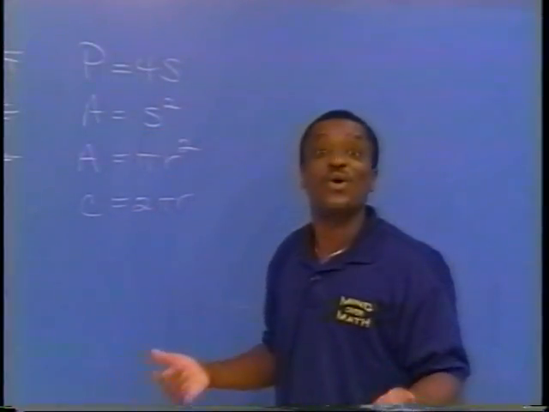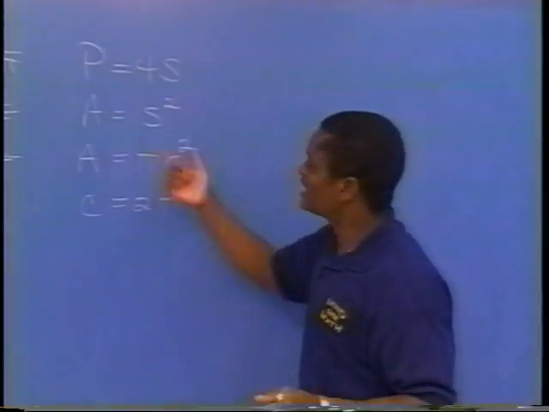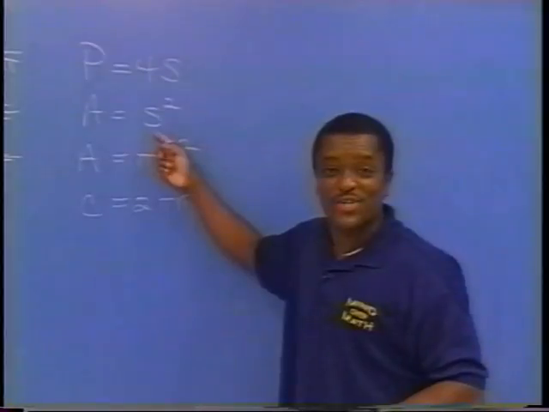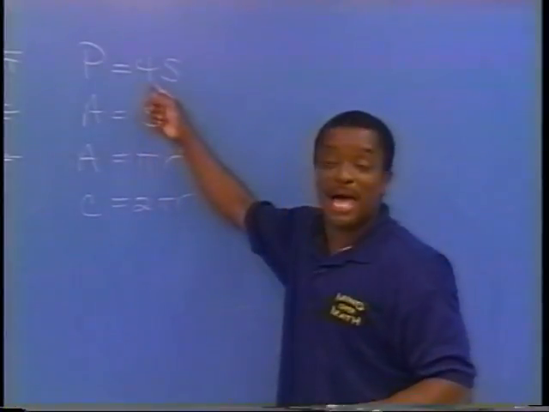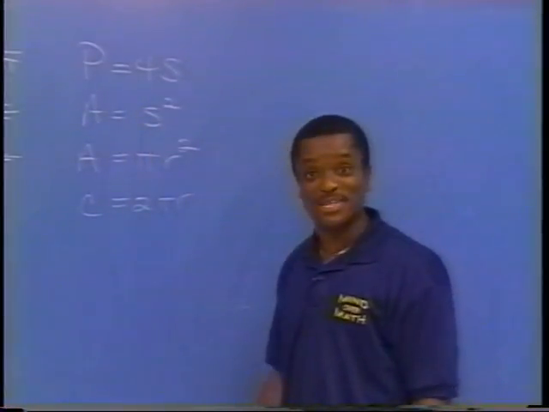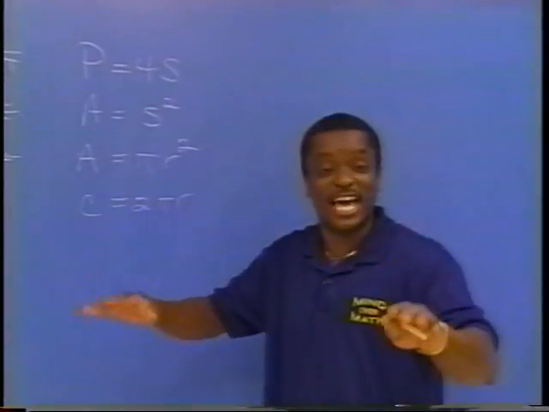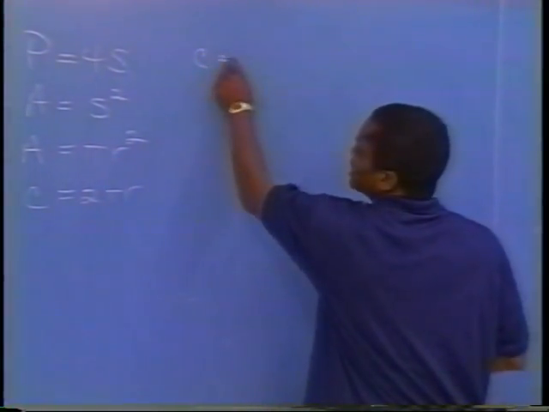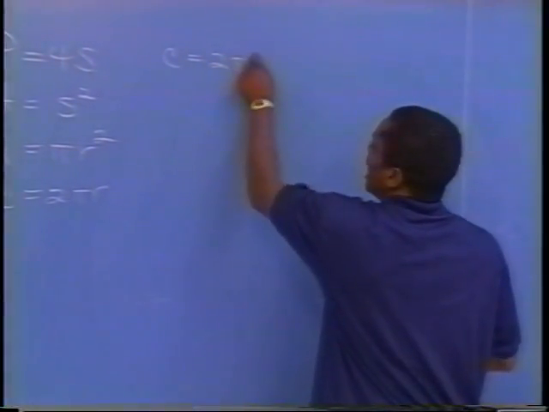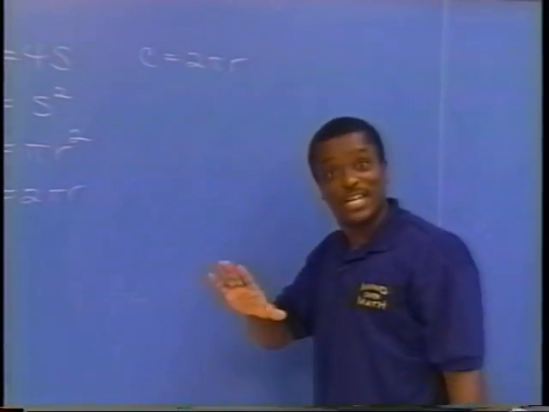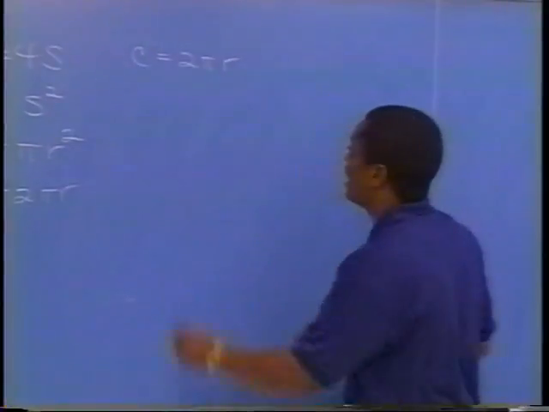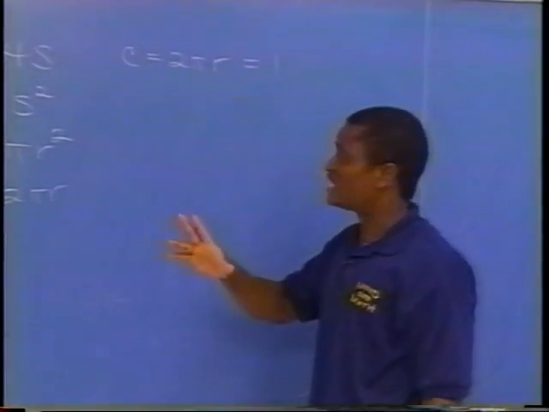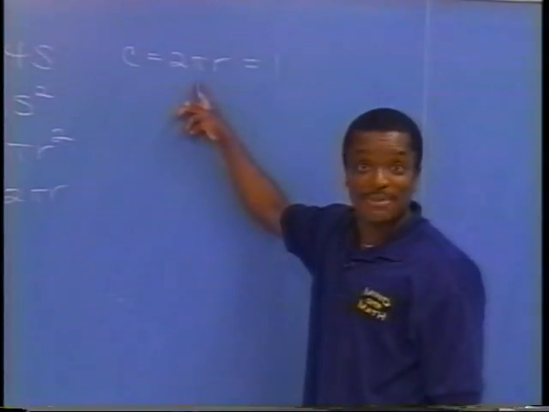Who cares? We care. Why? Because if we know the area of this square and we can find the value of the side, we can multiply by 4 and solve this problem. Enough of that. Let's do the math. C, which is equal to 2 pi r, we're given that it's equal to 1. We're going to find what the radius is. In other words, we're going to divide both sides by 2 pi.